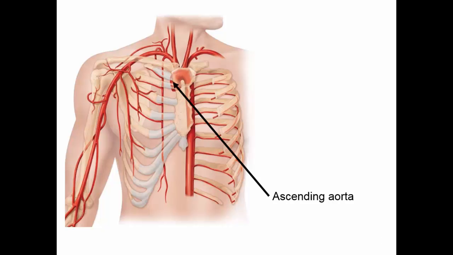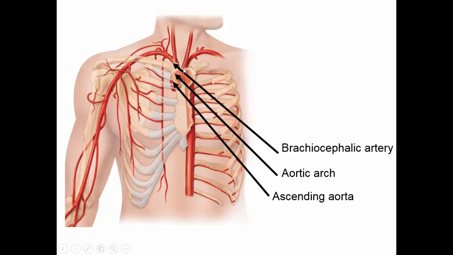Immediately coming off of the heart is the ascending aorta. The right and left coronary arteries emerge from this. The aortic arch is where the aorta arches to go back toward the back of the body. There are three blood vessels that come off of the aortic arch. The first one is the brachiocephalic artery, and this one is going to branch immediately.